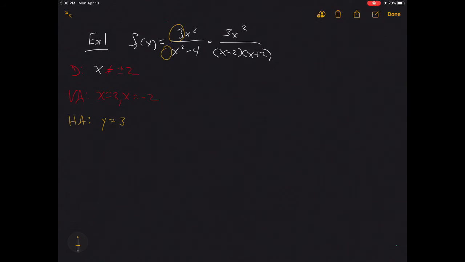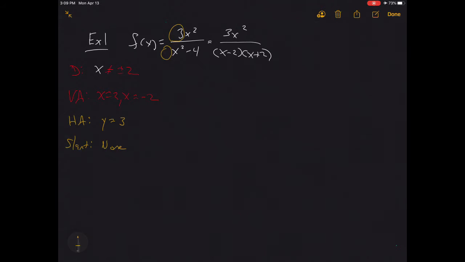So we have y equals 3 as our horizontal asymptote. And notice that the degrees were the same, which means there cannot be a slant, because in order for there to be a slant, the degree of the numerator must be exactly 1 higher than the denominator. So in this case, we're simply going to write slant asymptote: none. There aren't any. We do need to find the x and the y intercepts.